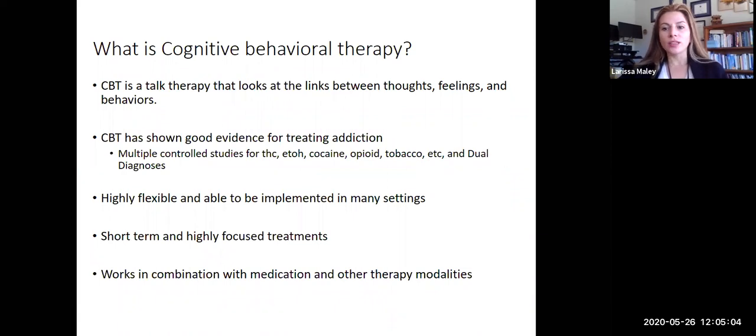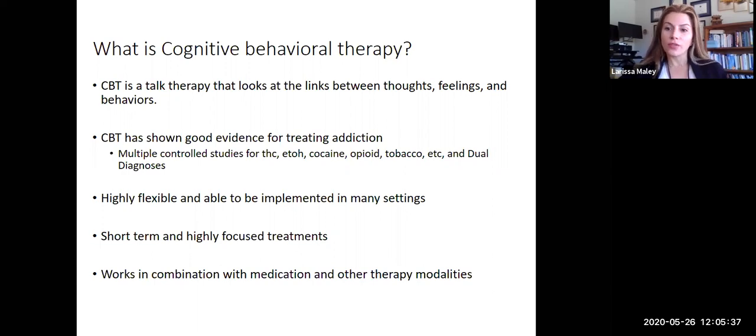It is called cognitive behavioral therapy. It is a talk therapy. And at its core, what it does really well is teach people a set of skills to link their thoughts, feelings, and behaviors together, so they understand why they're acting in the way that they're acting. It has very, very good evidence for treating addiction in general. Multiple controlled studies have proven CBT effective for a host of different substance use disorders, as well as behavioral addictions.